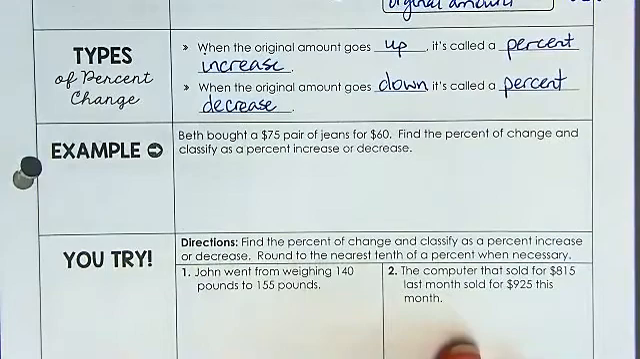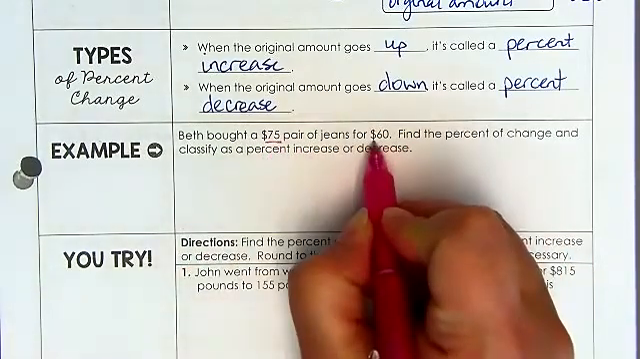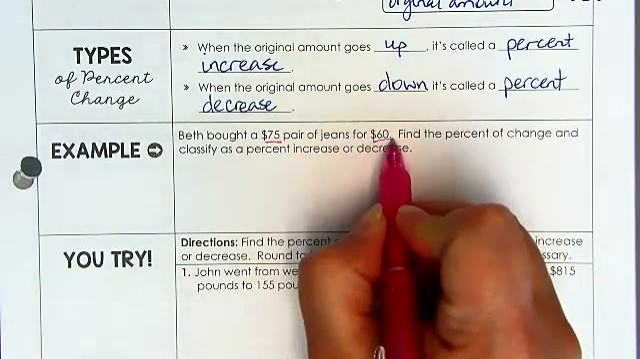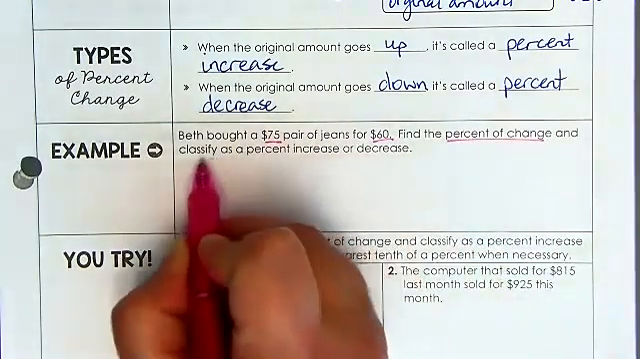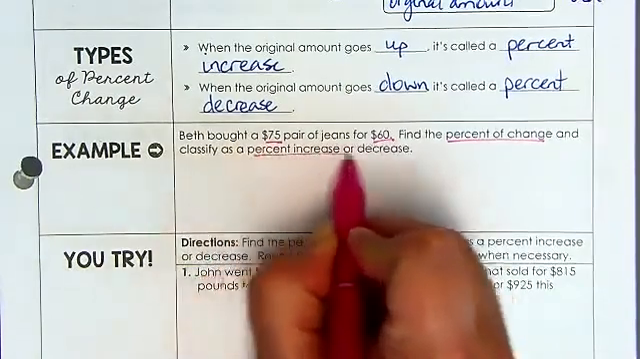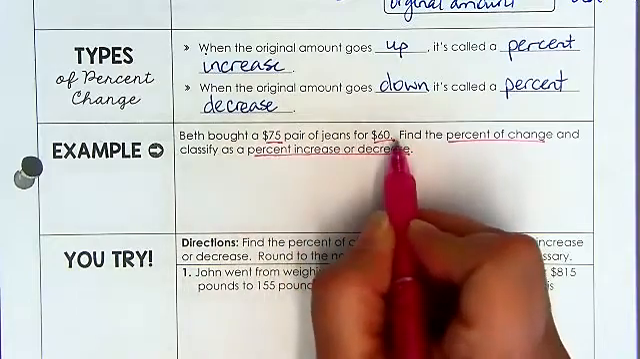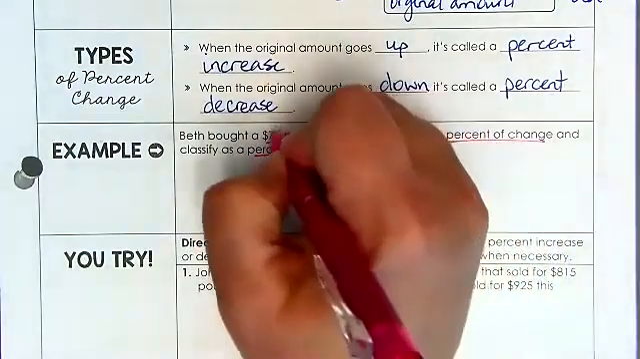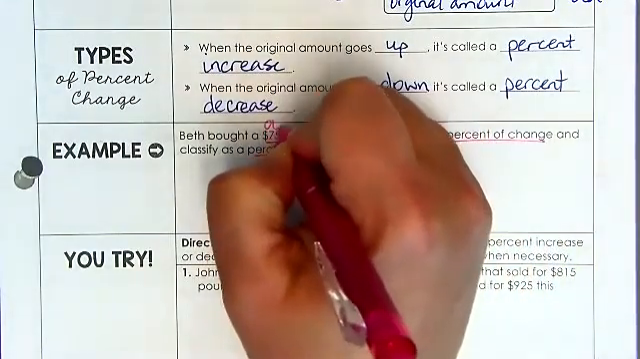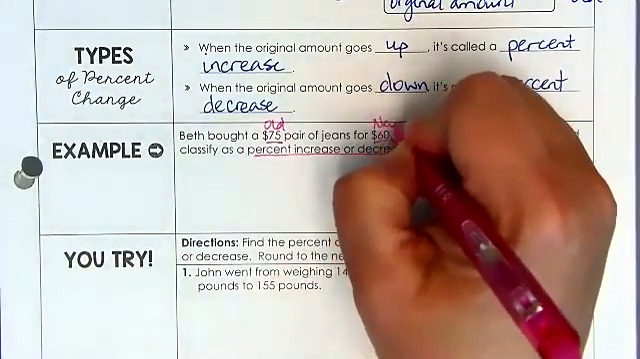So let's work an example. Beth bought a $75 pair of jeans for $60. Find the percent of change and classify as percent increase or decrease. So we've got to figure out what's the original and what's the new. What's the old and what's the new? What did it start at? The jeans started off at the price of 75. So 75 is the old and 60 is the new.